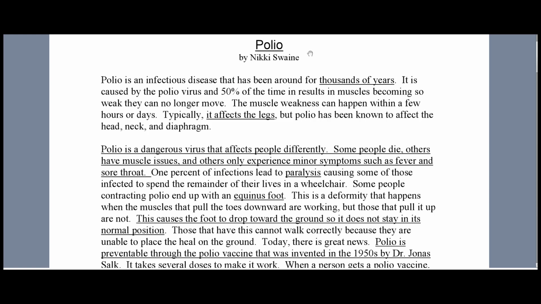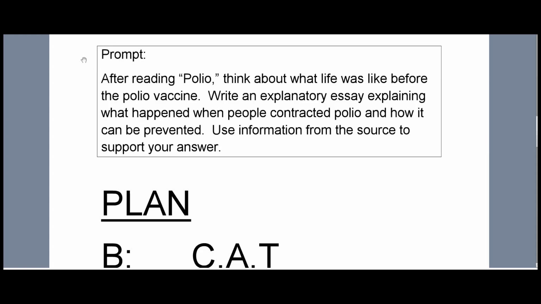Today's lesson is titled Polio. Before reading the passage, you always want to take a look at the writing instructions. The prompt today says, after reading polio, think about what life was like before the polio vaccine. Write an explanatory essay explaining what happened when people contracted polio and how it can be prevented. Use information from the source to support your answer.